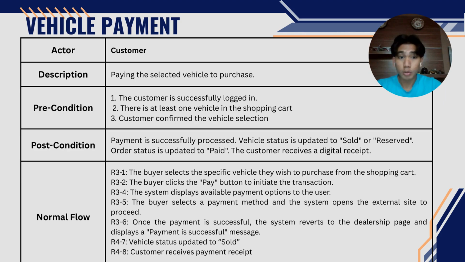Vehicle status is updated to sold or reserved, or the status is updated to paid, and the customer receives a digital receipt. And the normal flow will be the buyer selects the specific vehicle that they want to buy, and then they click the pay button, and then it displays the payment option to the user, and then they can select a payment method, either credit card or debit. And then once the payment is successful, the system will revert to the dashboard page. Vehicle status will be updated to sold, and finally the customer will receive a receipt.